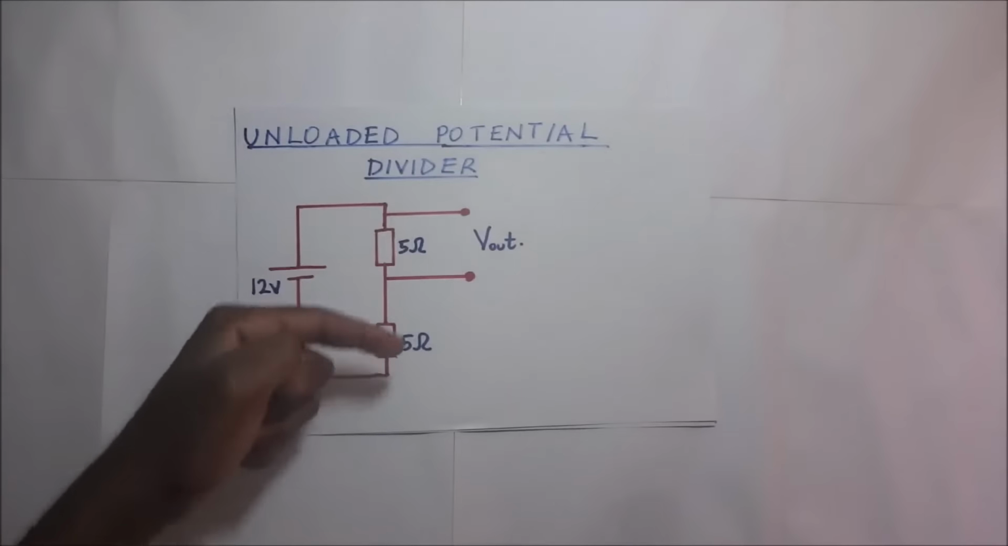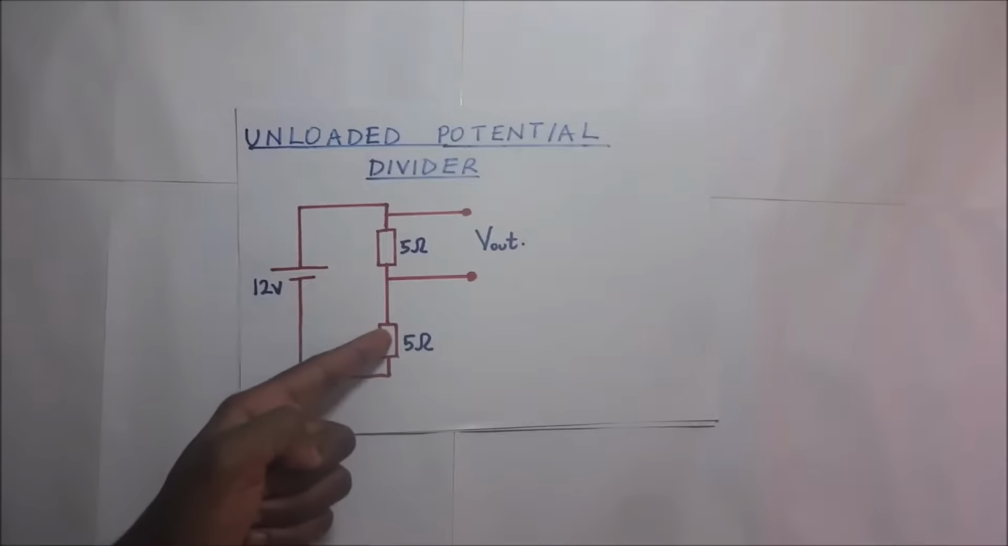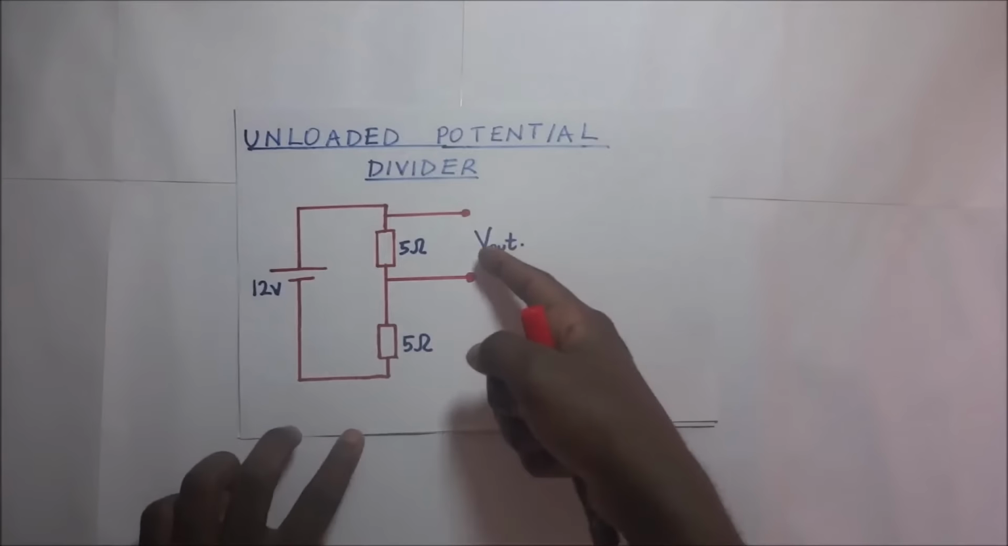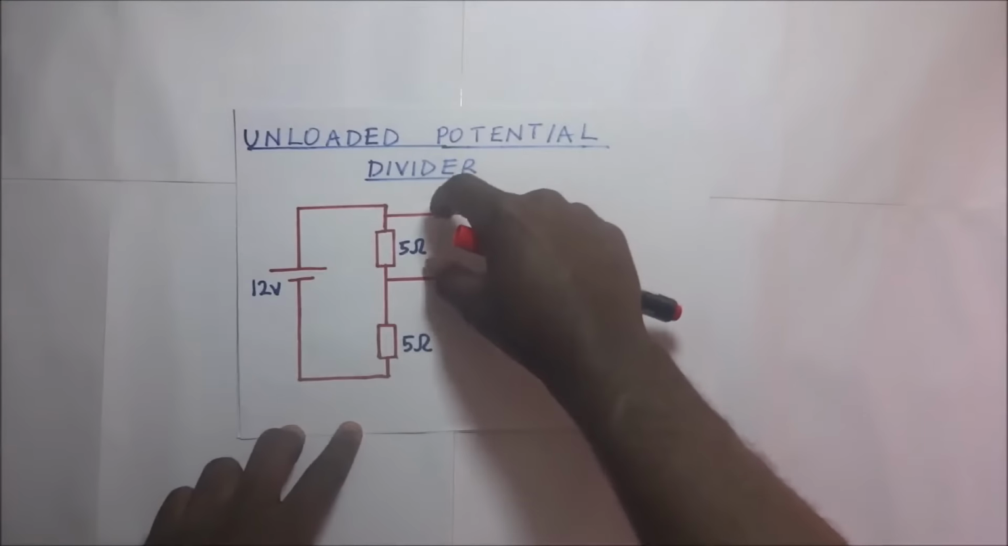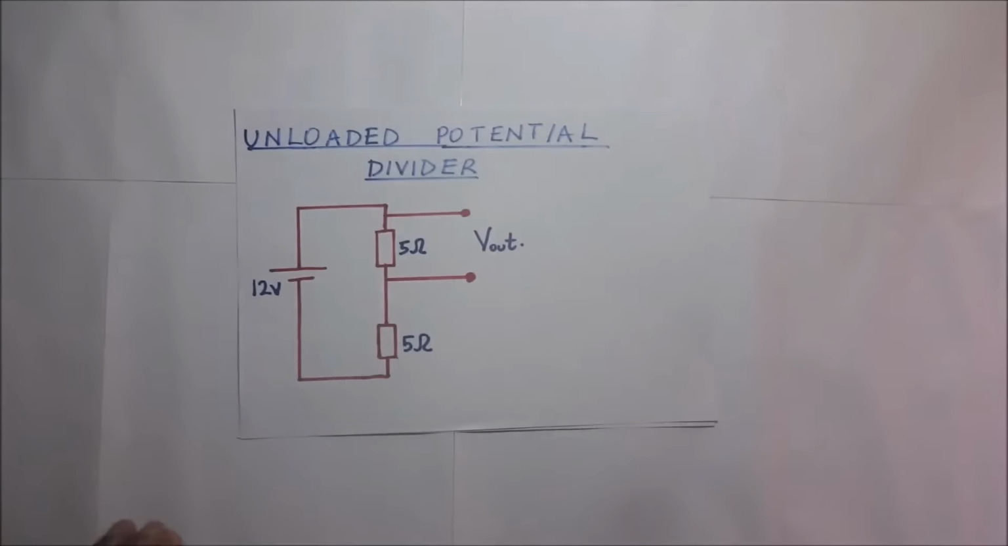Since these ones are identical, these 12 volts with a negligible internal resistance means that it's having 6 volts here and 6 volts there. And the output voltage, the one that is required, does not have any load on it. Now, that is what we've been doing previously.